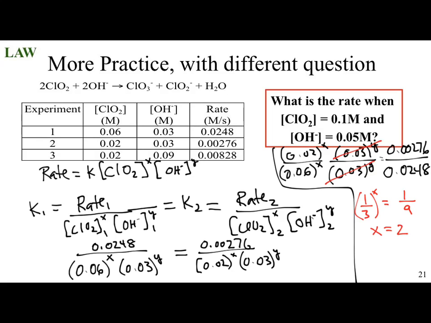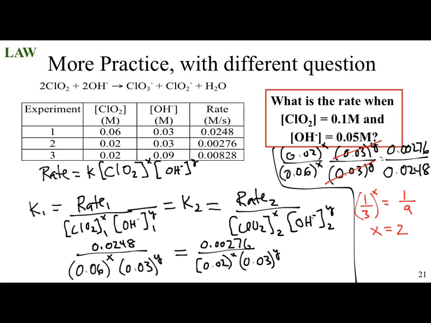I'll pick up with that, solving the rest of that tomorrow, so that you can see the rest of that solved. I would recommend that you do it at home. Once you've got y solved for, then what can you actually do? Solve for k. Then once you've solved for k, what can you do? Actually answer the question, which was solve for the rate.